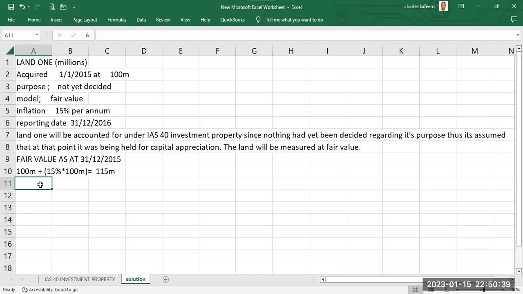So that's basically what we have. If this is going to be the value of the asset as at 31st December 2015, then we also have to look at what we are going to be accounting for in that year as far as those figures are concerned. We have to look for the changes in the value.